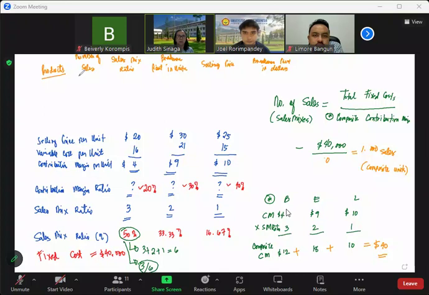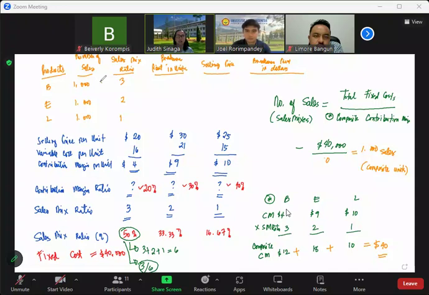Okay, so let's make a line here. You have here products B, E, L. You have the composite units, 1,000, 1,000, 1,000. And then you have the sales mix ratio, 3, 2, 1. Okay? How do you compute for this?